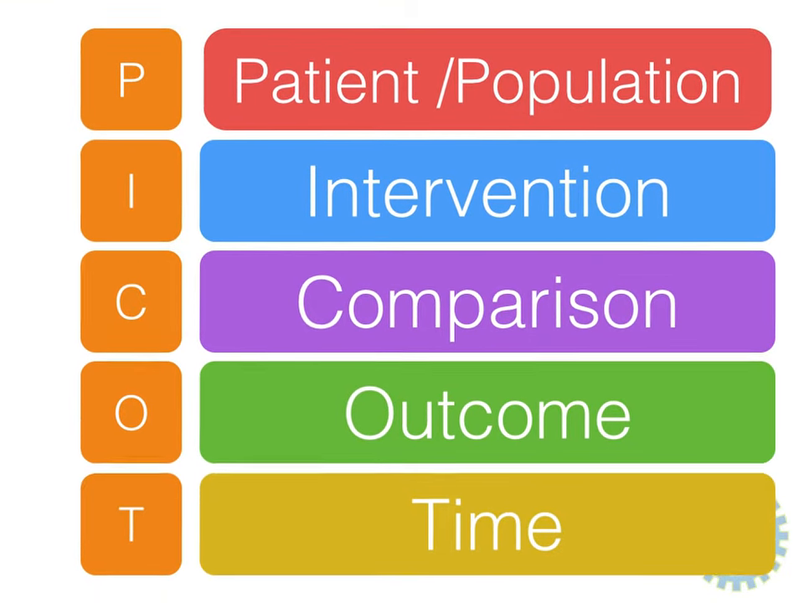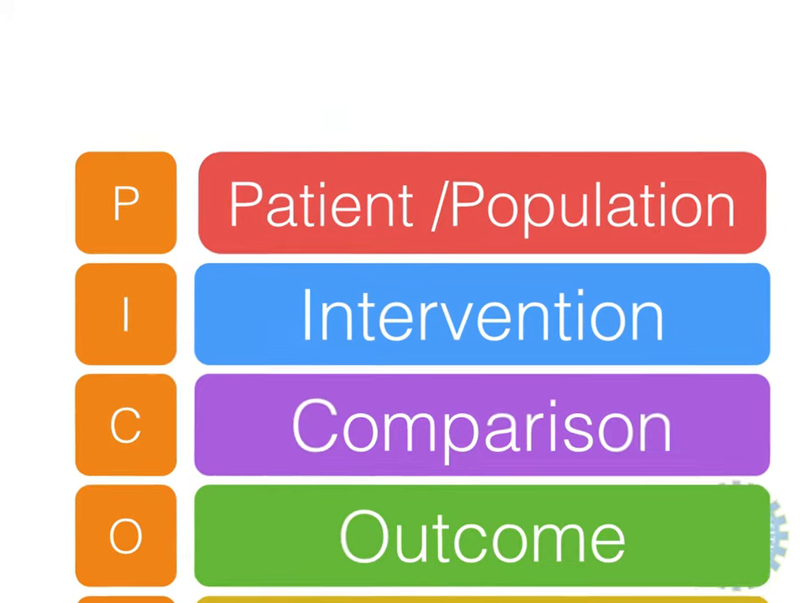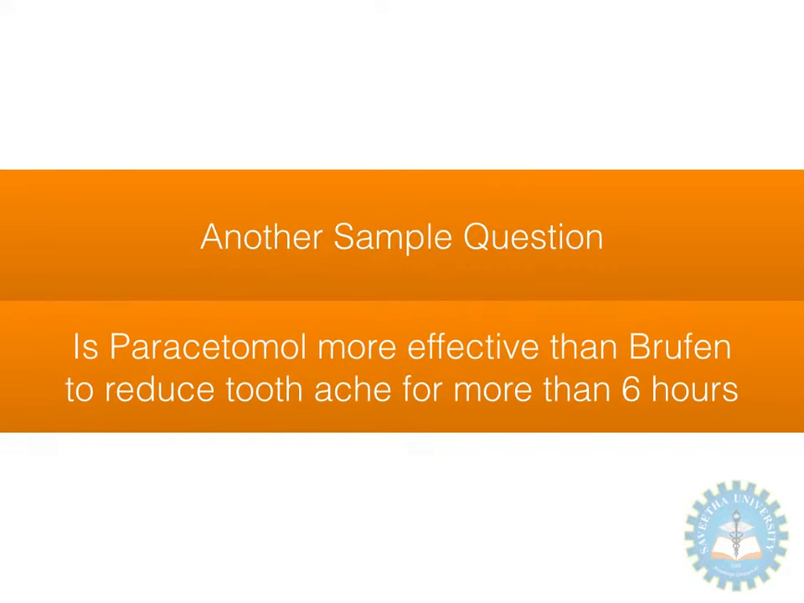Some researchers like to add the fifth component to a research question, that's the time. Let's look at another sample question. Is paracetamol more effective than brufen to reduce toothache for more than 6 hours? So here you can see that almost all the components of the research question are there, but there is a catch. You look at the word effective.